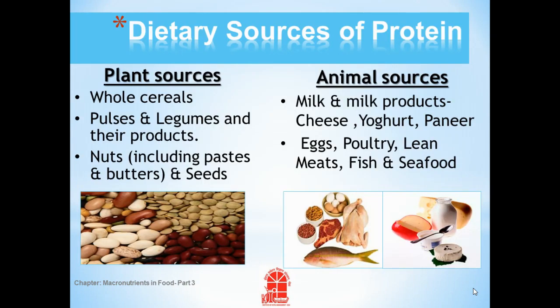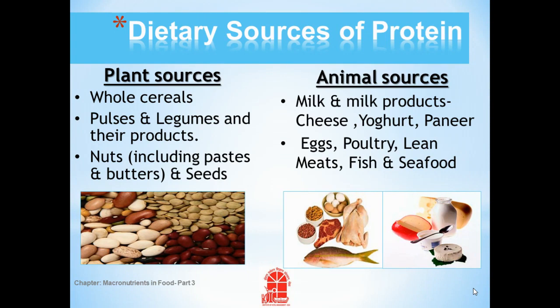Soya products, quinoa, and the seed of a leafy green called amaranth also have all of the essential amino acids. Whereas plant proteins, beans, lentils, nuts, and whole grains usually lack at least one of the essential amino acids and are considered as incomplete or partially complete proteins.